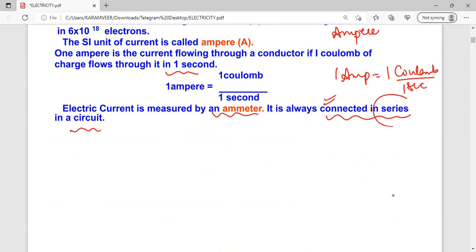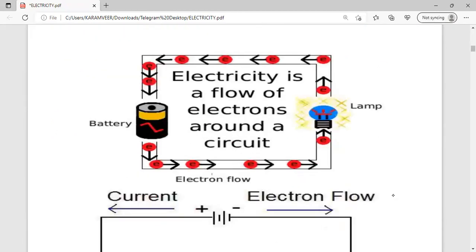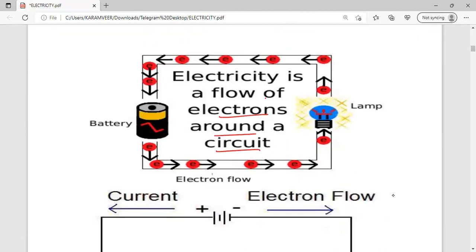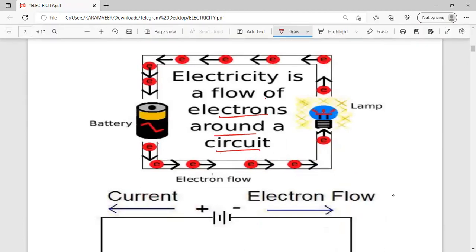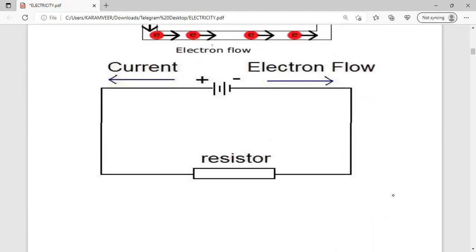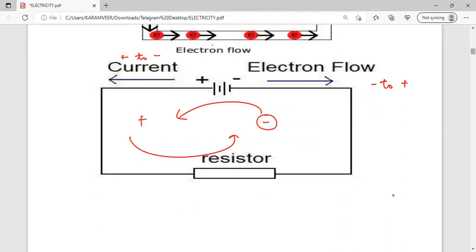Check NCERT. This is also a question in NCERT. Why is an ammeter connected in series? So listen to me. Electricity is a flow of electrons around a circuit, and the flow of electrons around a circuit means from negative terminal to positive. So current is always flowing positive to negative. Current is flowing in this way, electron is flowing in this way, negative to positive. This is from positive to negative.